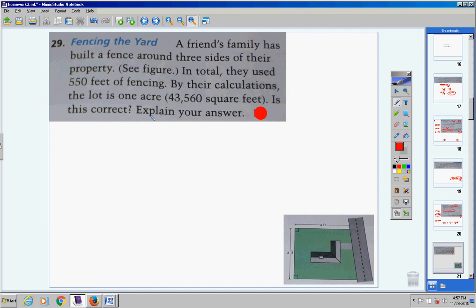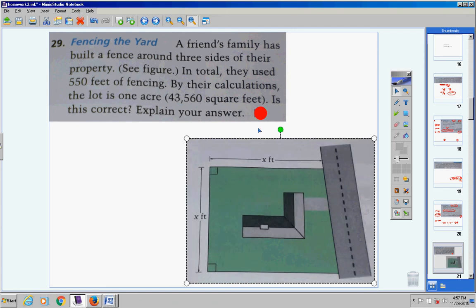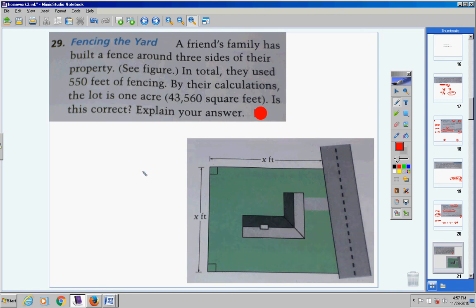Let's go ahead and take a look at number 29. A friend's family has built a fence around 3 sides of their property. Okay, let's get a better picture of this. 3 sides of their property, okay? In total, they used 550 feet of fencing. By their calculations, the lot is 43,560 square feet. Is this correct? Is this possible? Okay, well, let's see here if it is.